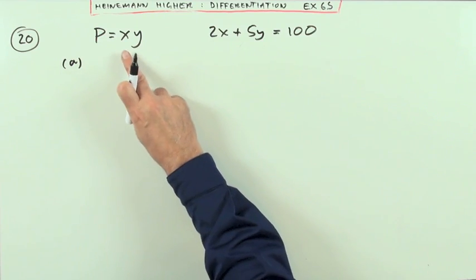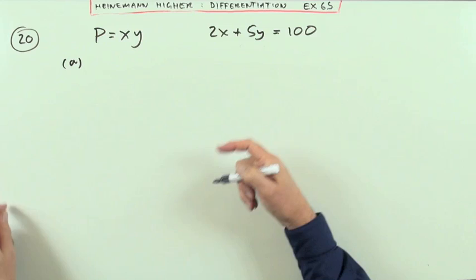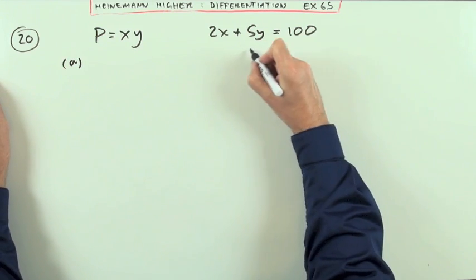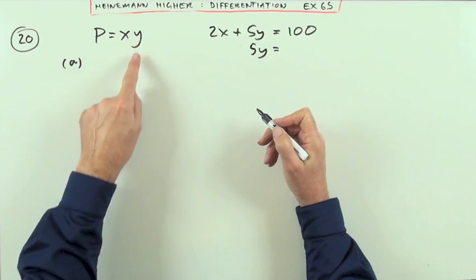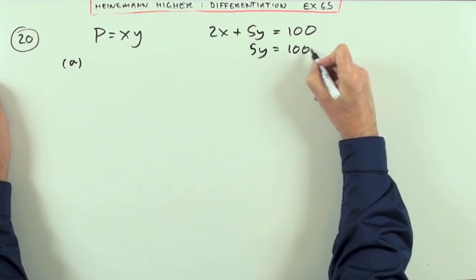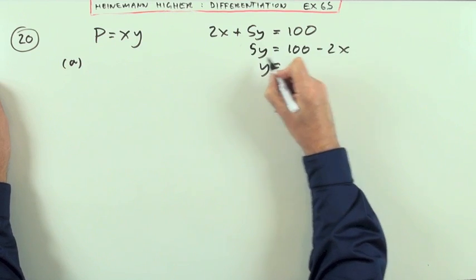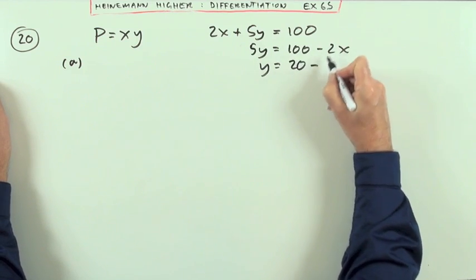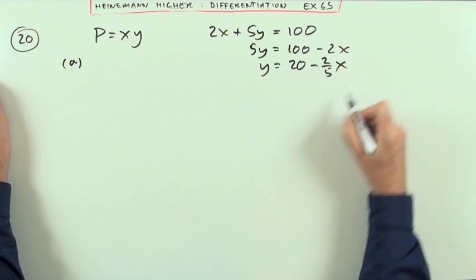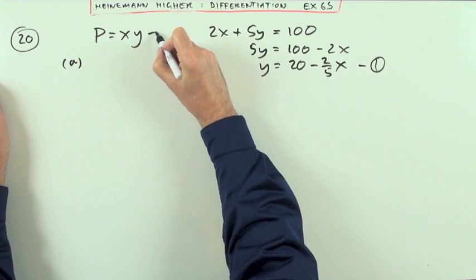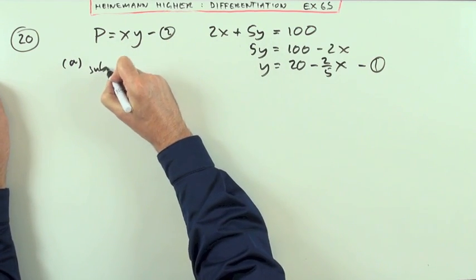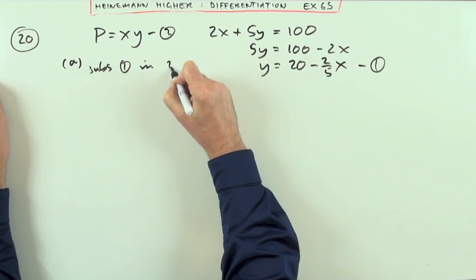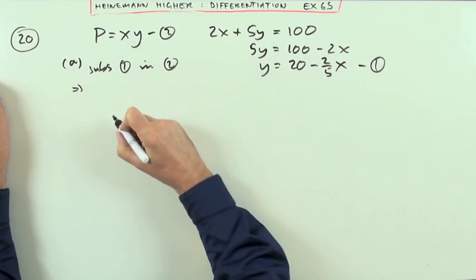Well, just now p is a function of x and y. Well, here's a connection between x and y. So I could rearrange this just to read y equals and then substitute for the y. So it'll be 100 minus the 2x, dividing everything by 5, 20, and dividing the 2 by 5, 2/5. I can now substitute that into this. So I'll say substitute 1 in 2, or whichever you wanted to name them.